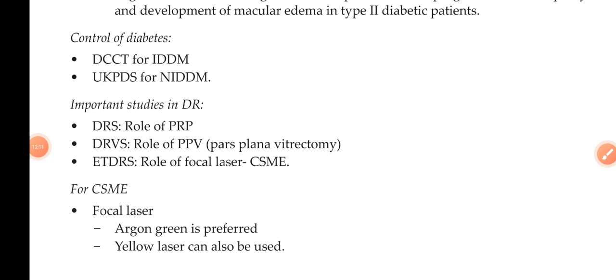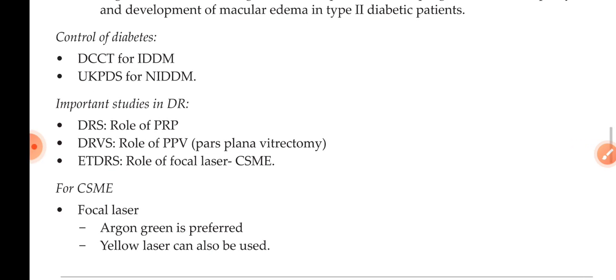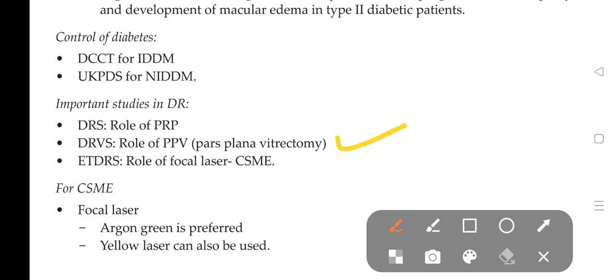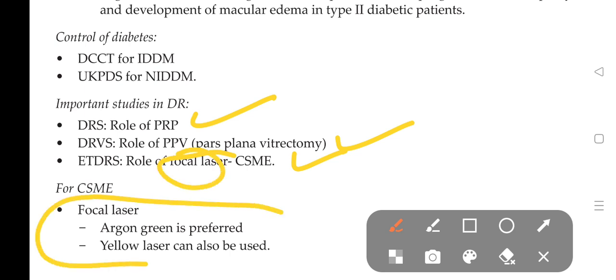What are the important studies in diabetic retinopathy? In DRS we will do pan-retinal photocoagulation. In DRVS we will do pars plana vitrectomy, and in ETDRS we will do treatment for CSME. Okay, that is the laser we will use. For CSME, focal lasers are used. That is argon green is preferred. Yellow laser can also be used.